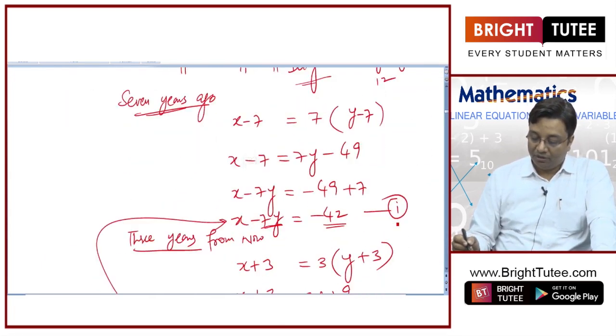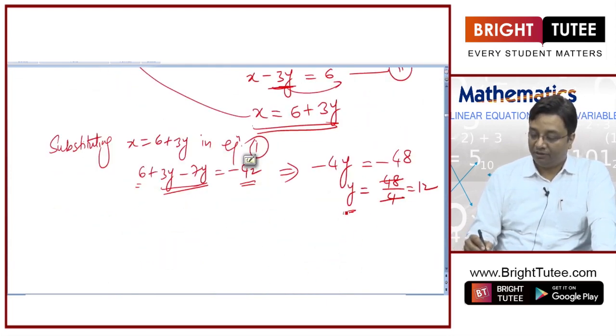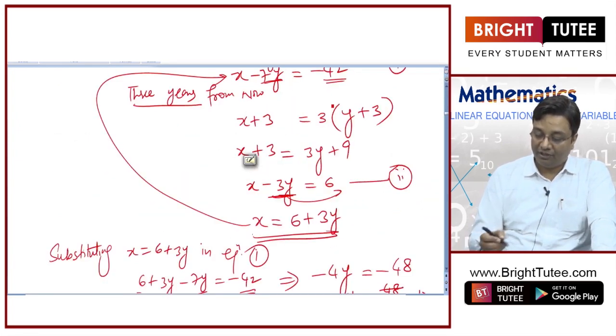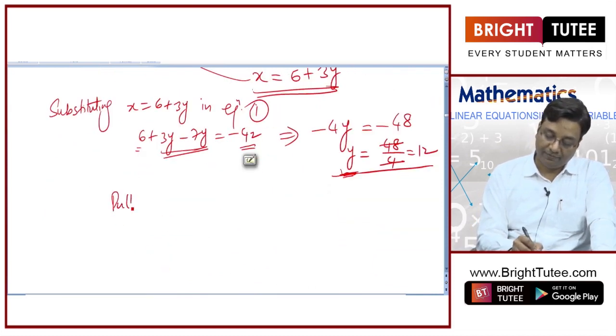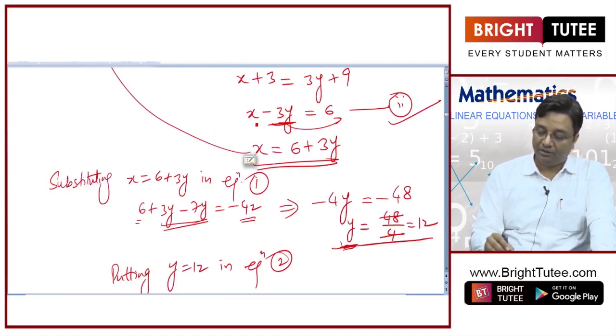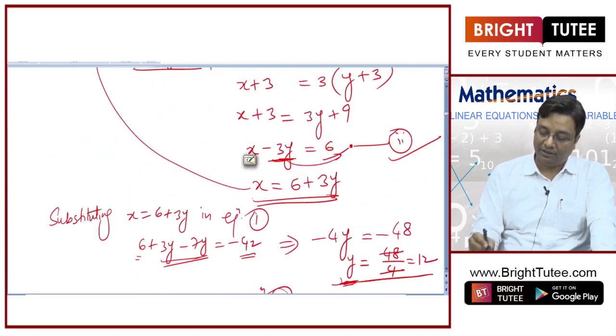Okay, now once I got one value of any of the variables, now I got y. So I can put the value of y as y equal to 12 in any of these equations. So let us put it in equation number 2. Putting y equal to 12 in equation 2. So x minus 3 into 12 is equal to 6.